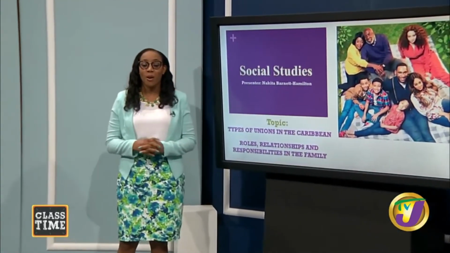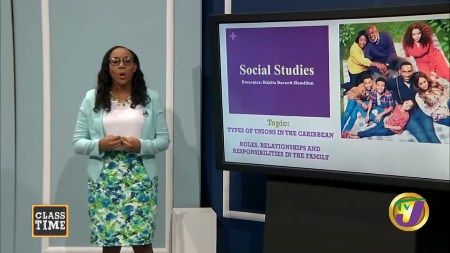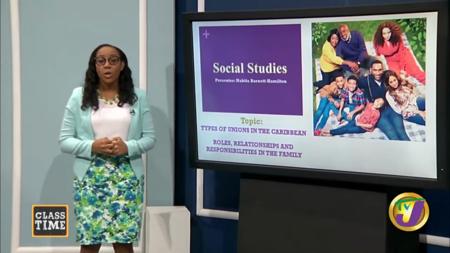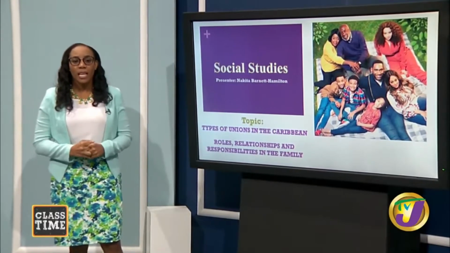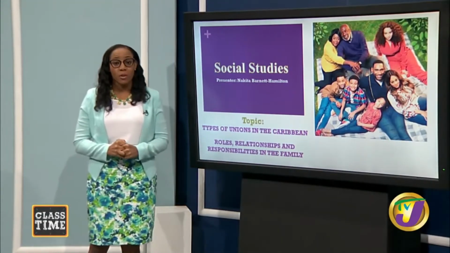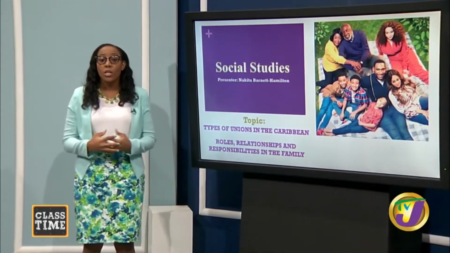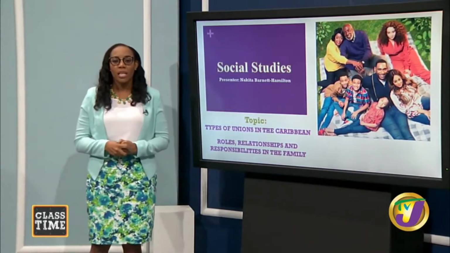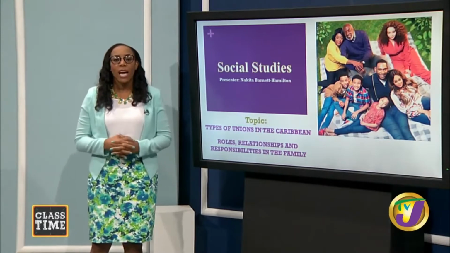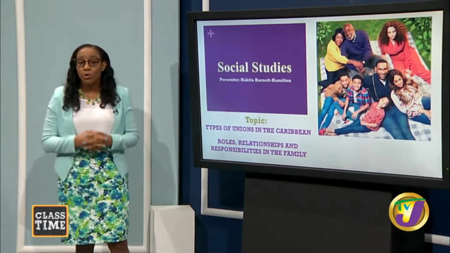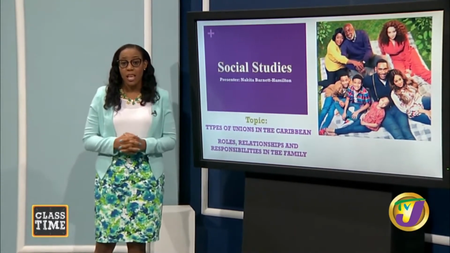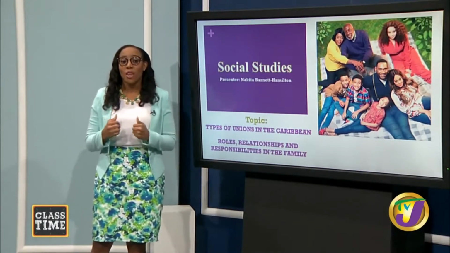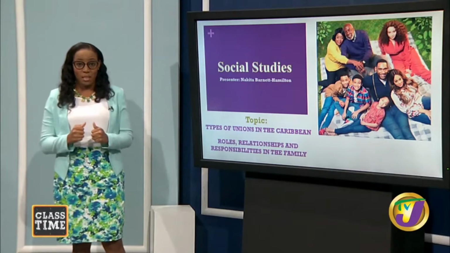Today's objectives are: 1. I want you to be able to compare the different unions in the Caribbean. I want you to construct a diagram highlighting the roles and responsibilities of family members. I also want you to highlight factors that may lead to a breakdown in the family. And finally, recognize that executing each role effectively strengthens the family, right? So, based on those objectives, you would know that we are still on the family.